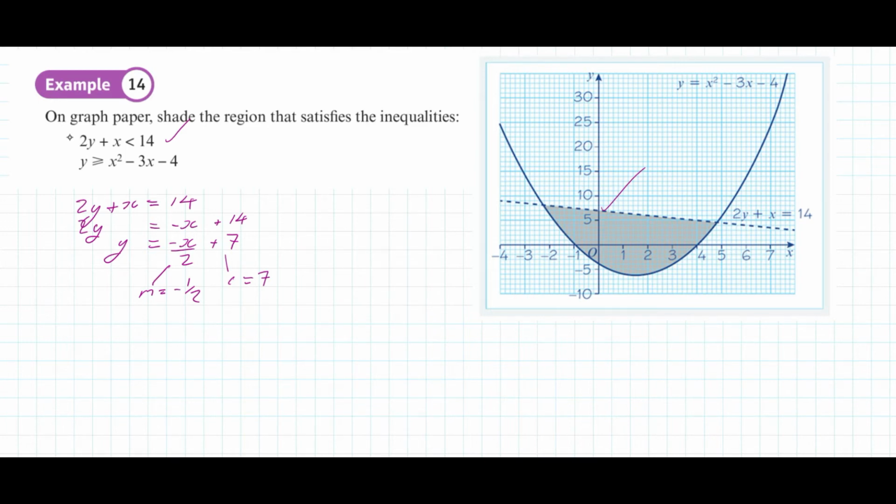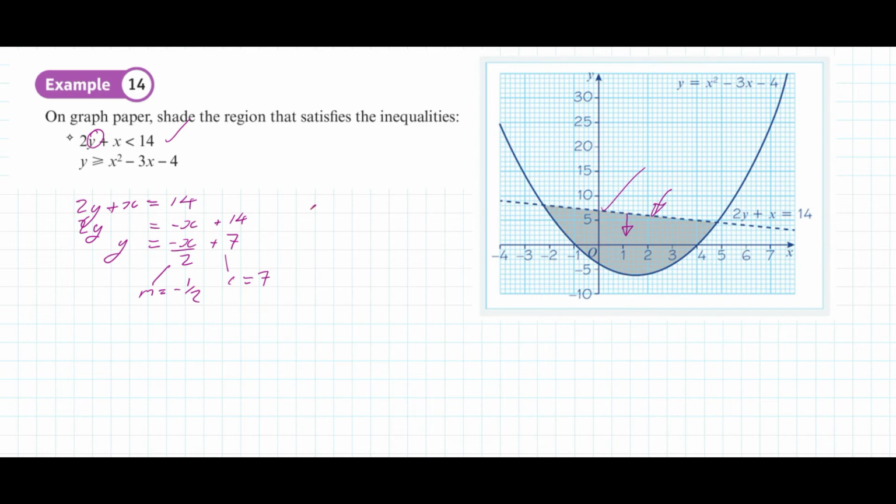Now, to understand which side of the line we want on that one, it's always useful to look at where y is on the initial inequality. A good rule of thumb is that if y is on the less than side, we want below the line. Also, because it's a less than rather than a less than or equal to, we plot the line itself as a dotted line rather than a solid line, showing us that we can't have values that are on that line. So now let's have a look at the quadratic.